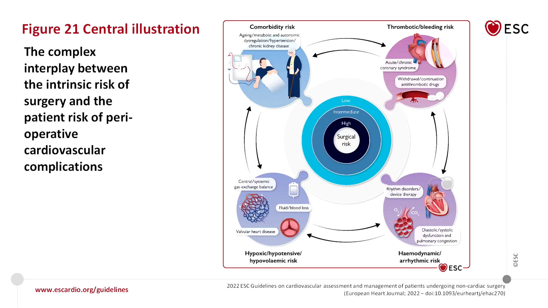This is the central illustration. A complex interplay is there between the intrinsic risk of surgery and the patient's risk of perioperative cardiovascular complications. So there is comorbidity risk, thrombotic risk, hypoxic risk and hemodynamic risk, and we have to assess all of them, and accordingly we should divide into low, intermediate and high surgical risk, and manage the patient accordingly.